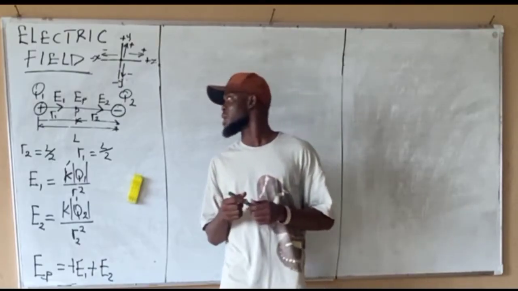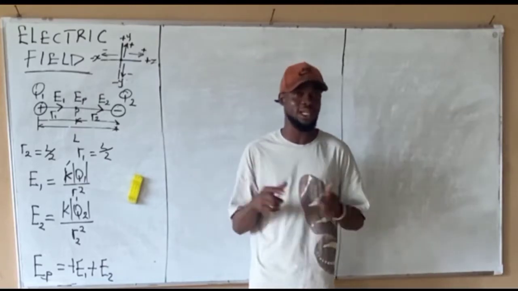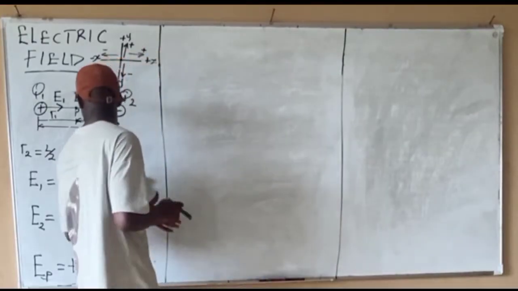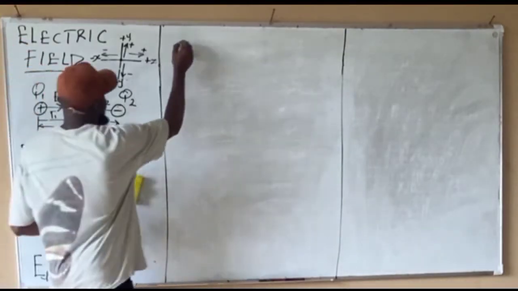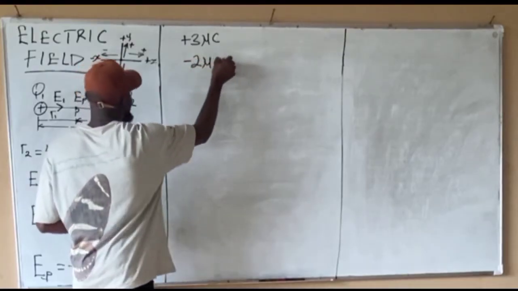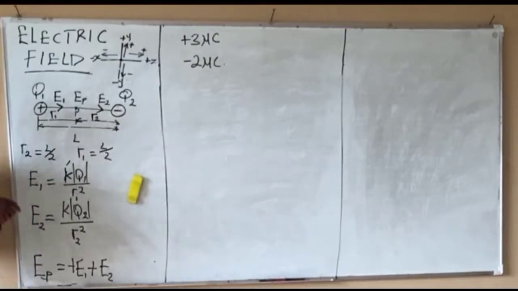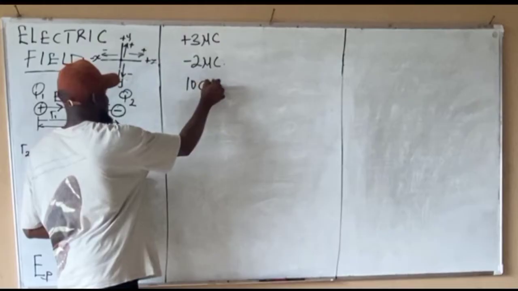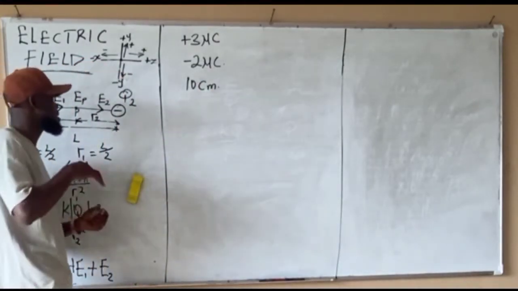Very lovely example. Now, let's assume we have the question below. Two point charges of plus 3 microcoulomb and minus 2 microcoulomb are 10 cm apart. Sorry about that, are 10 cm apart.